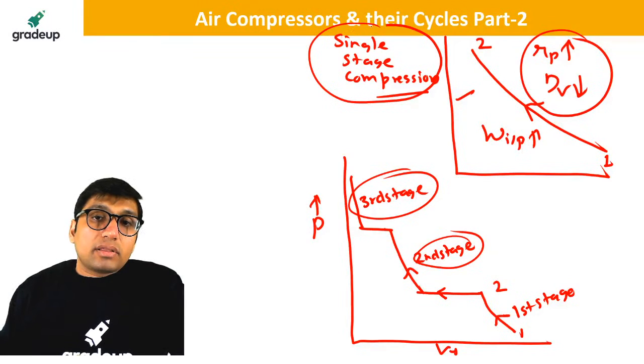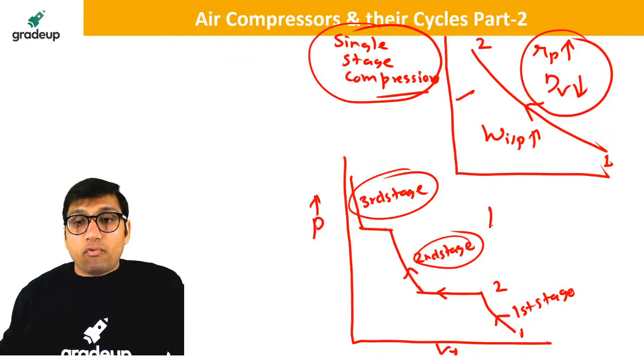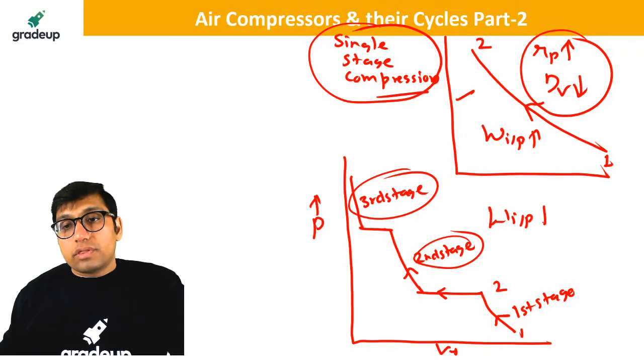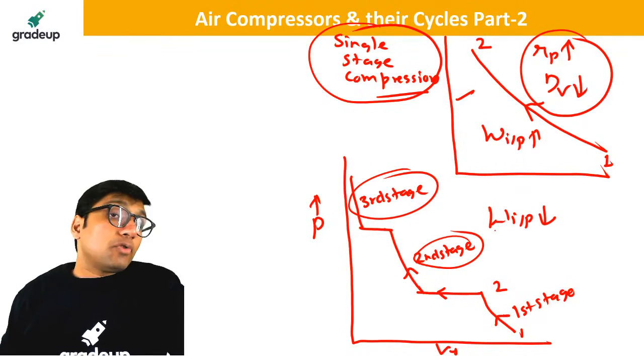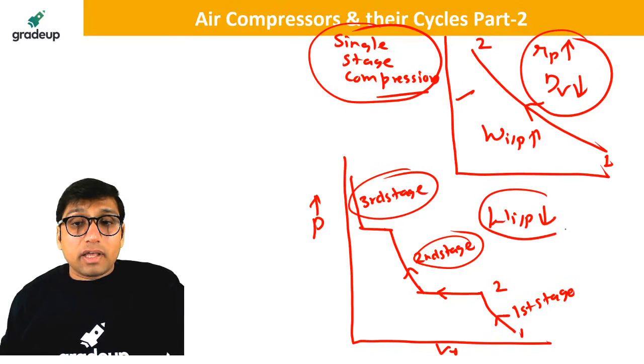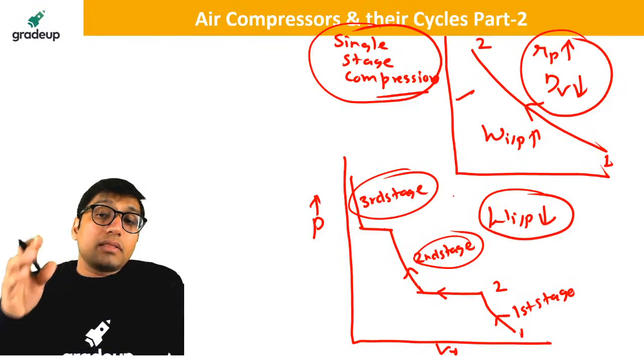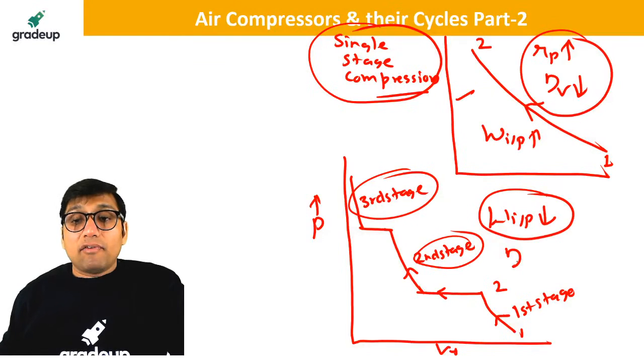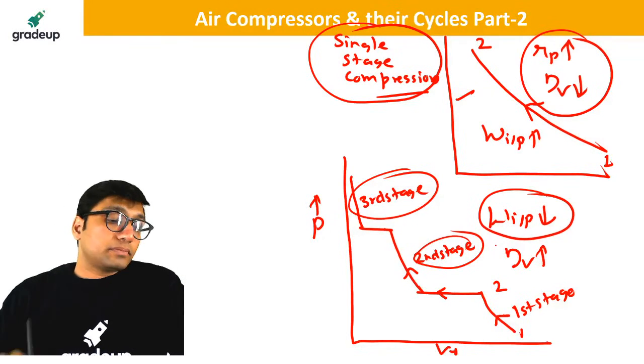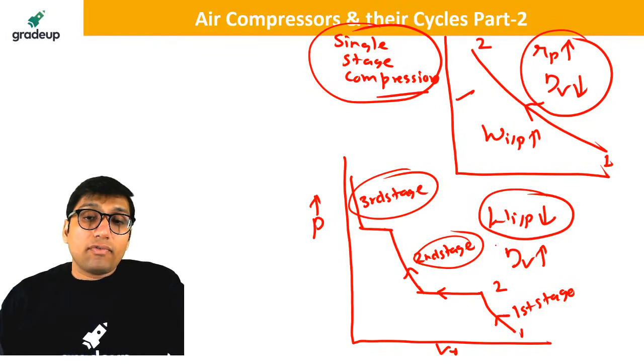So what is the advantage of the 3-stage compression or 2-stage compression or multi-stage compression? The work input will reduce. Also, one important advantage of multi-stage compression is that work input will reduce and the volumetric efficiency will increase. So these are the advantages of multi-stage compression.